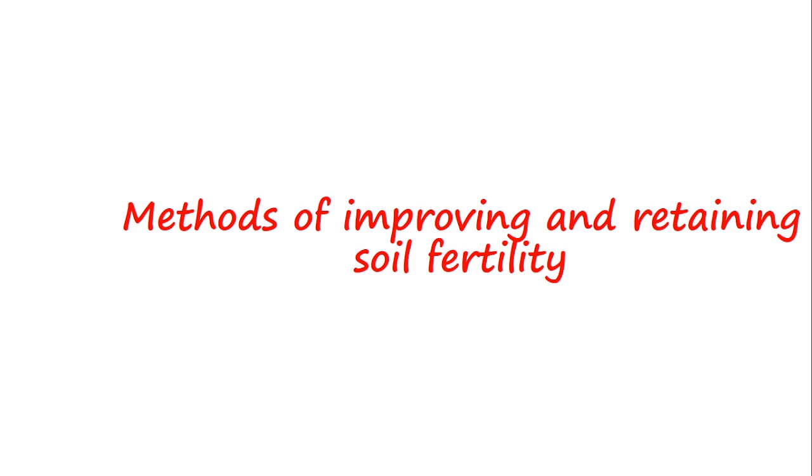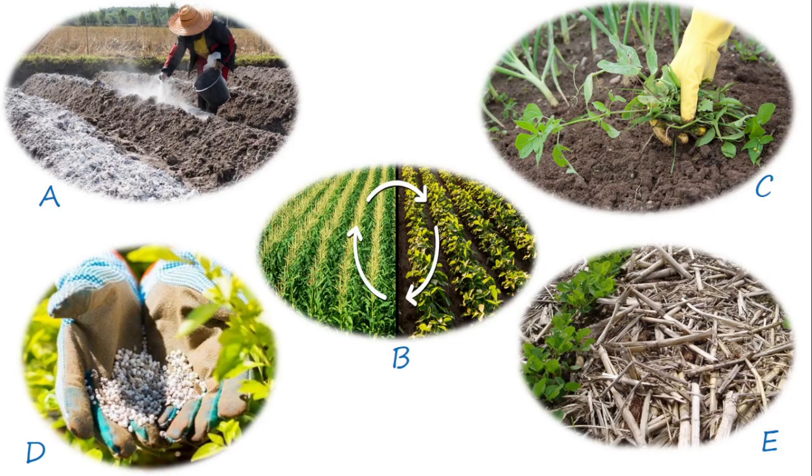So next, now I want to look at the methods of improving and retaining soil fertility. So what can we do to make our soil fertile and to ensure that the soil does not lose its fertility? Okay, so let's try to identify some of the methods which are done to improve our soil fertility. So we have some factors here, A, B, C, D, and E. So let's try to identify the factors of what is going to make our soil be improved and to retain its fertility. Okay, so what is factor A?